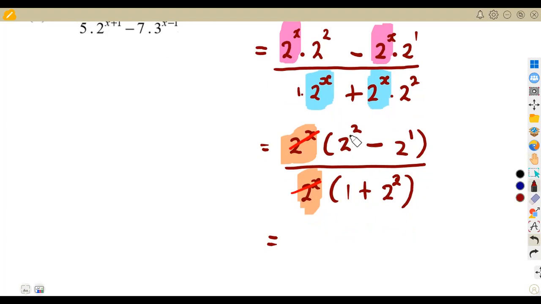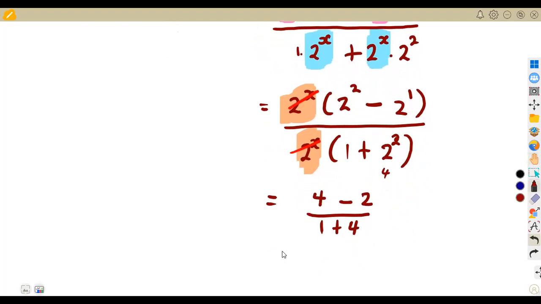I can even use the calculator, but I can even simplify it directly. Guys, 2 to the exponent of 2, that is 4, minus 2 to the exponent of 1, which is 2, okay, over this one is going to be 2 to the exponent of 2, which is a 4. So it's going to be 1 plus a 4, okay? Then if we simplify this, we subtract 4 minus 2, that's a 2 over 1 plus 4, which is a 5. So this one is going to give us 2 over 5.